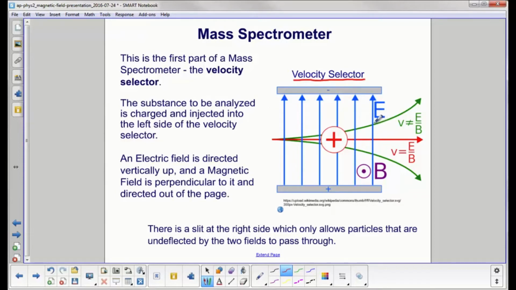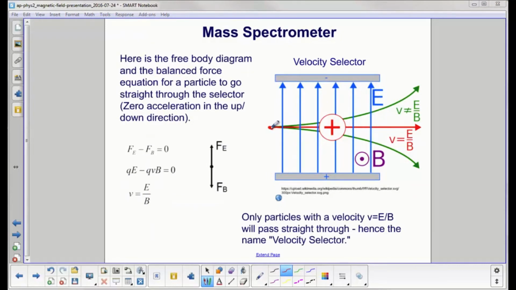We have a slit on the right side, and the slit's kind of shaped like this, that only lets out particles that are undeflected by the fields. You can see if a particle is deflected by these two fields, it would hit this slit and wouldn't be able to come out. We only want certain particles to get through this velocity selector. Let me draw the edges of the slit here.